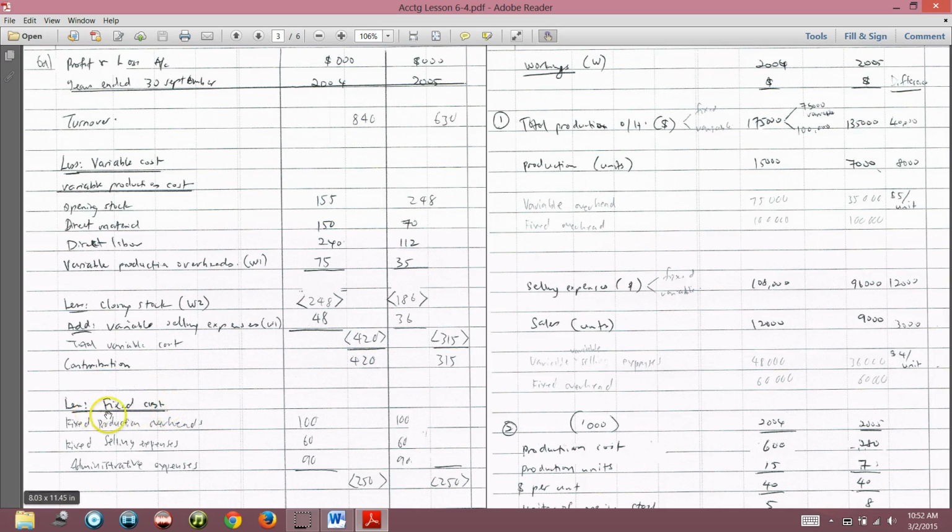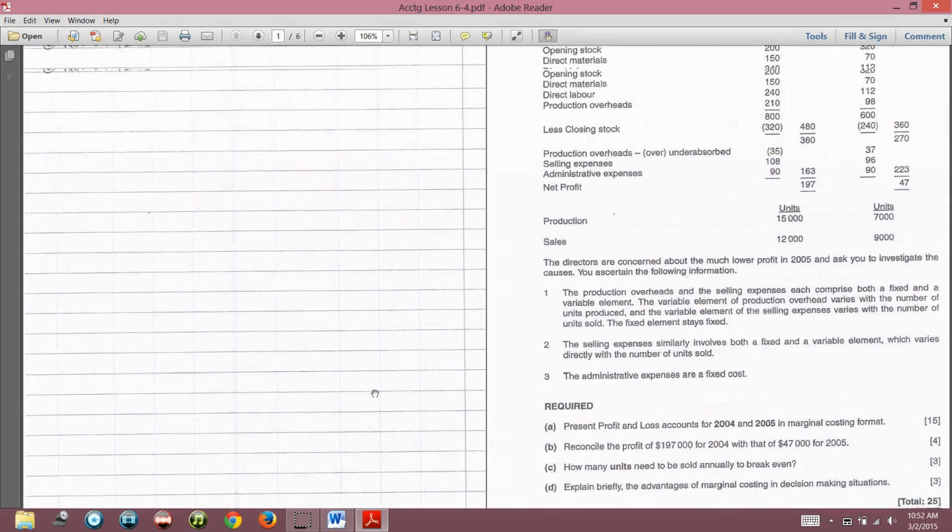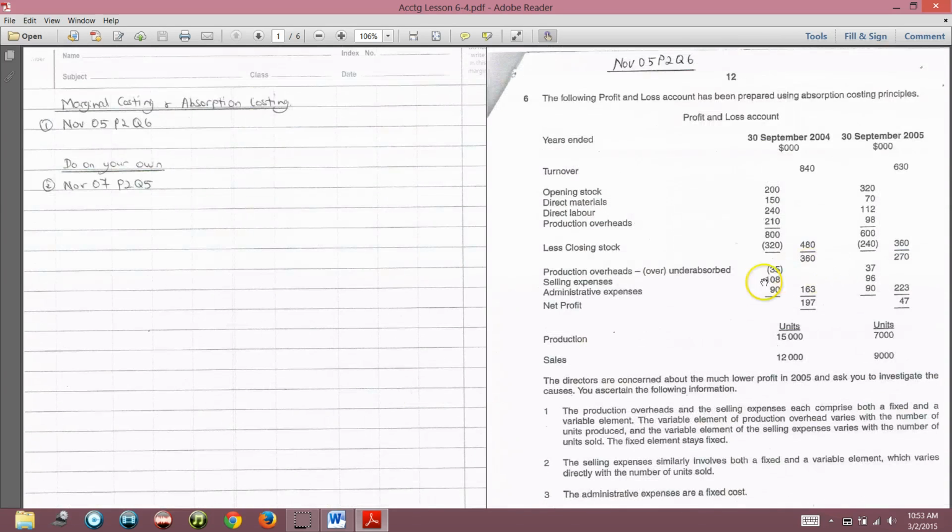Then same thing, fixed cost, you will have the office fixed cost, you know, fixed selling expenses and admin expenses are office fixed costs. And you will have the factory fixed cost, you know, fixed production overhead is the factory fixed cost. So now you have it clear. Right. Okay, so now we look over here.